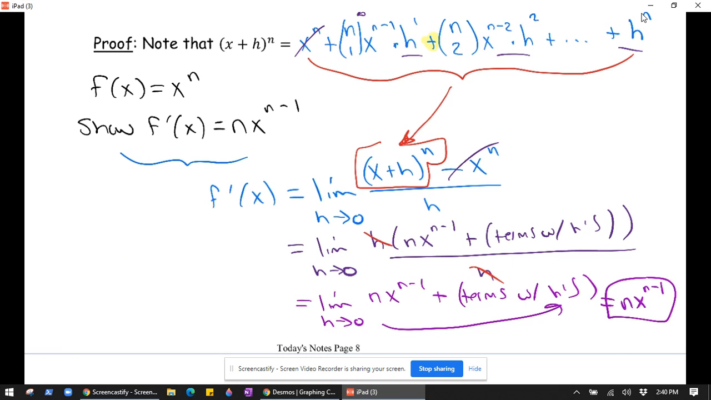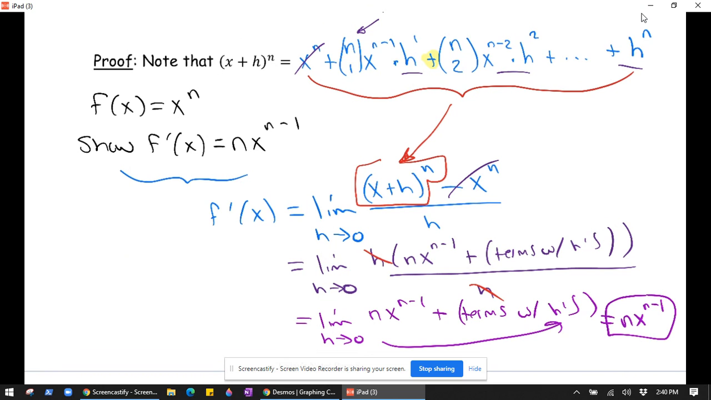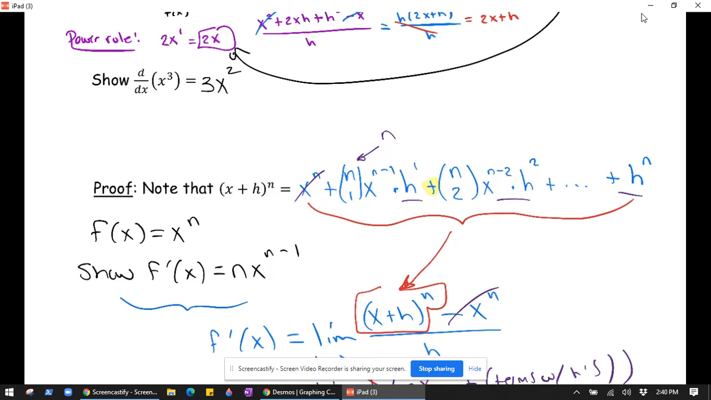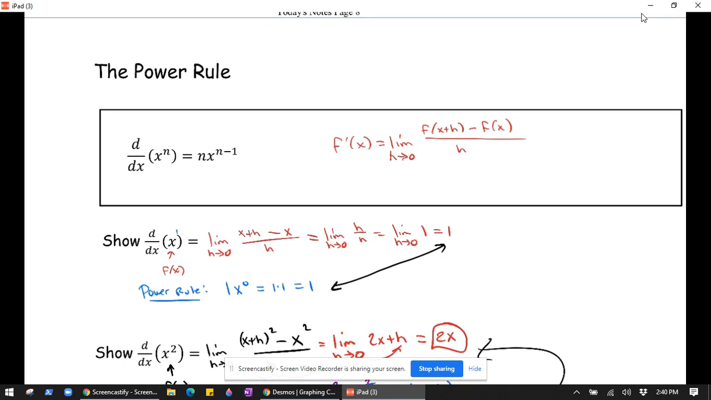So in any case, that was just a little bonus, and it was a nice connection to the binomial theorem. But in any case, the power rule is a rule you're going to want to get good with, because it's going to move us away from using the limit definition involving the difference quotient, so that we can solve more interesting problems more efficiently.